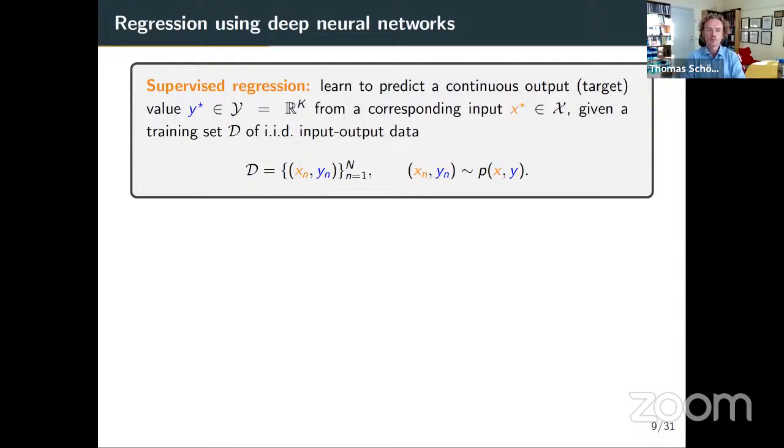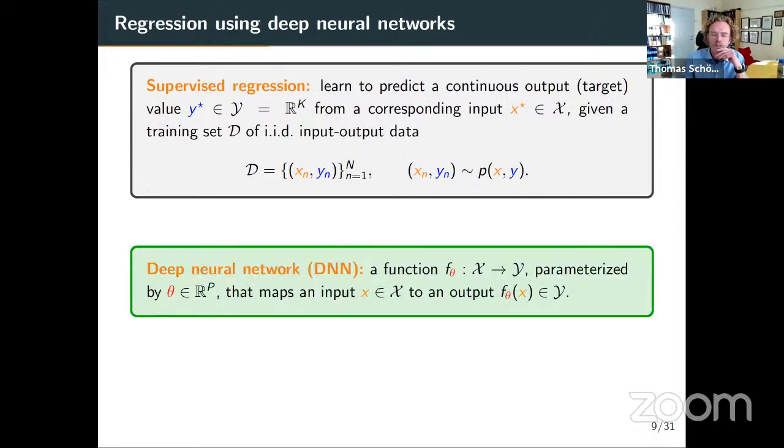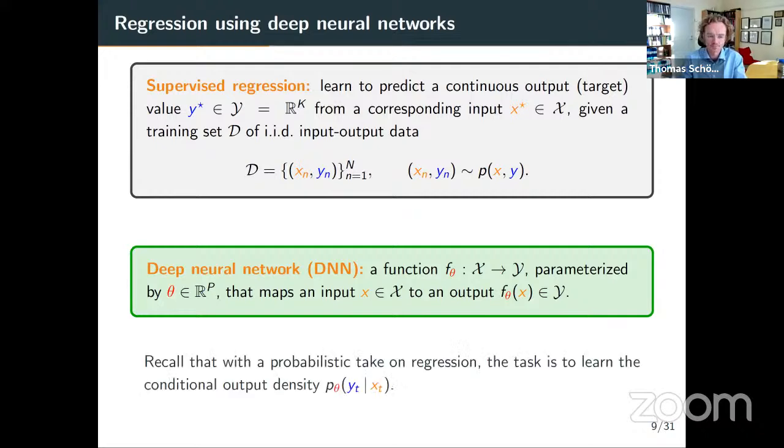Okay, so doing regression with deep neural networks, what is it all about? Let's just be formal. So we're trying to predict a continuous output or a target y from some inputs x, given a training set that is available to us. So x and y's, just standard supervised regression. And a deep neural network is a function f that's parameterized by some parameters theta mapping an input to the output. And again, with a probabilistic take on regression, the task is now to learn the distribution of the output conditioned on the input. So this is the problem.